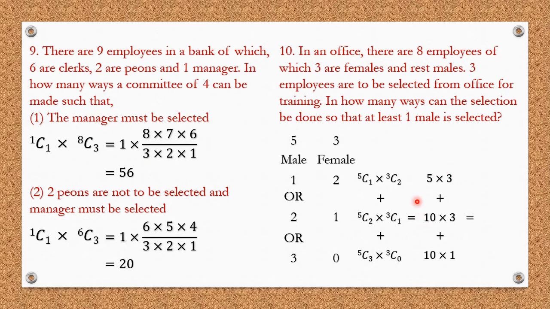So in the next step I'm going to simplify these values, that is 5 3s are 15 plus 10 3s are 30 plus 10 1s are 10. So we just add 15 plus 30 plus 10, and your answer here will be 55. So in 55 ways can we select at least one male for the total selection of 3 employees for the purpose of training out of 3 females and 5 males. So use this kind of combinations, you can multiply them, you can add them, but you must get a correct answer.